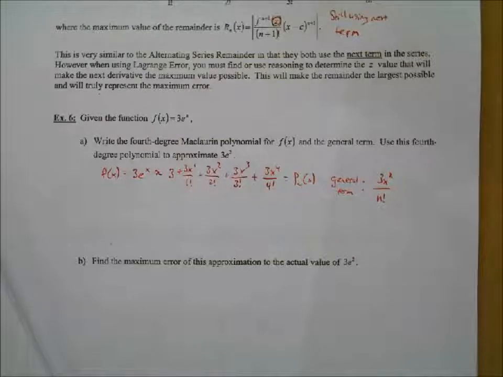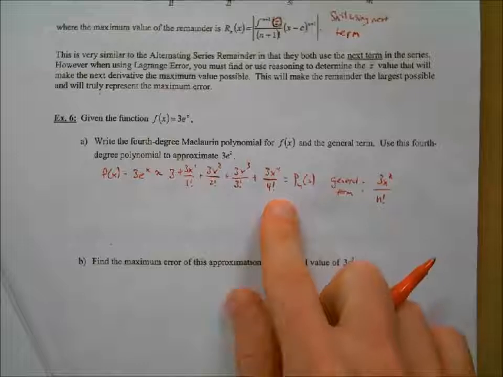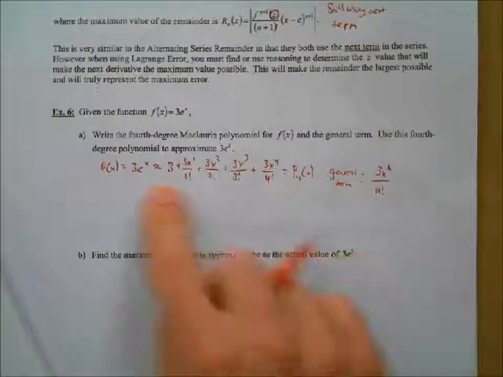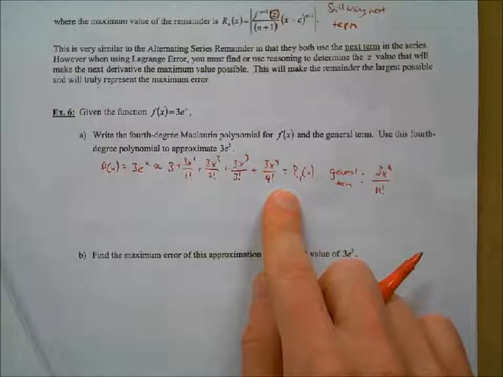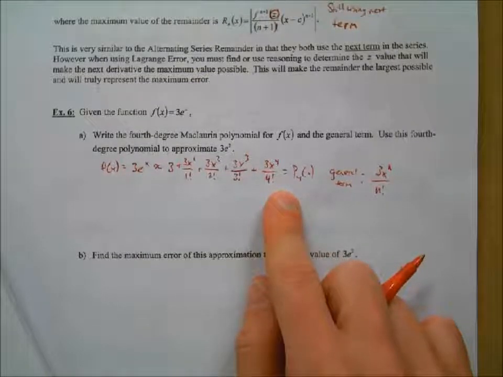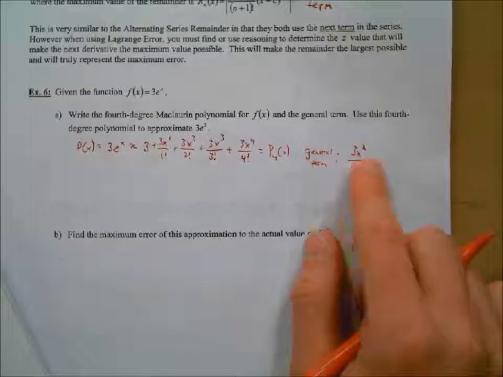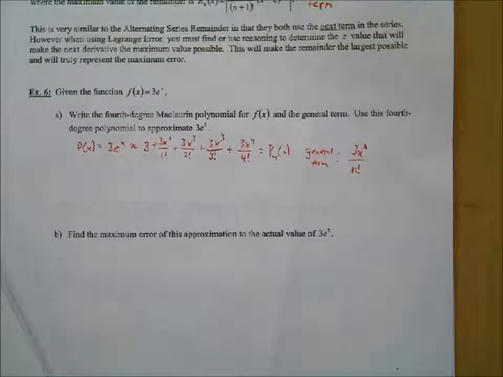Okay, all right, so there's our fourth Taylor polynomial. Sorry, Maclaurin polynomial. We're centered at 0 here. My apologies. Just using the power series that we know for e to the x, but then multiplying by 3. And so the general term would be the typical power series there. It's going to be 3x to the n over n factorial. And again, we're going to use this to estimate what 3e squared is.